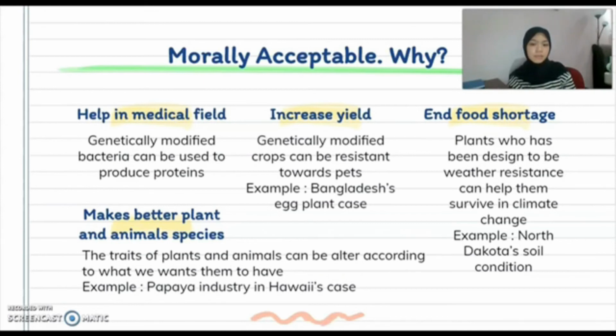And then lastly is make better plant and animal species. So the traits of plant and animal can be altered according to what we want them to have. So for example is papaya industry in Hawaii case. So in 1990, papaya industry ni macam terancam sebab every time dia ditanam dekat Hawaii, dia akan diserang dengan penyakit ring virus. So genetic engineering ni, diorang buat supaya papaya tu survive the virus. So without this genetic engineering, the papaya industry will be collapse.